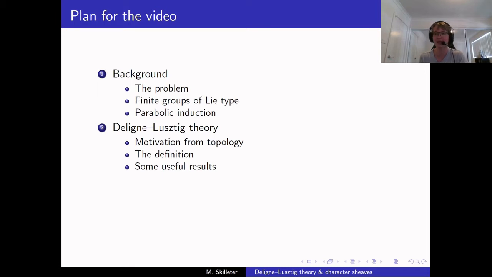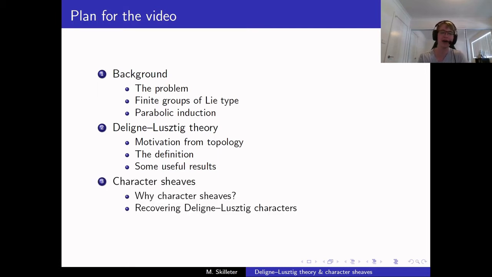What do we get out of doing this? And also a few of the problems that arise. Finally, we'll talk about character sheaves. Now, I'm not going to give the construction of the character sheaves because it's even more technical than the construction of the Deligne-Lusztig characters, but I'll talk about why character sheaves arise, how they help with some of the problems coming from Deligne-Lusztig theory, and we'll conclude by taking a look at how we can recover the Deligne-Lusztig characters from character sheaves.